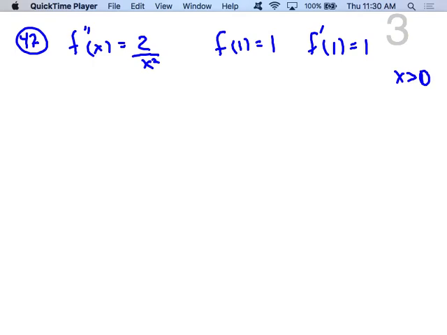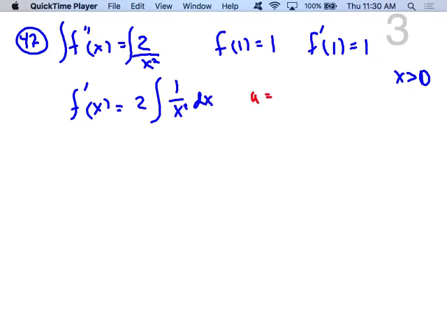Okay, so the integral of f double prime will give me f prime of x. This is 2 times the integral of 1 over x squared dx. Let's make u equal to x squared, so du is equal to 2x dx. So dx is equal to 1 over 2x du.